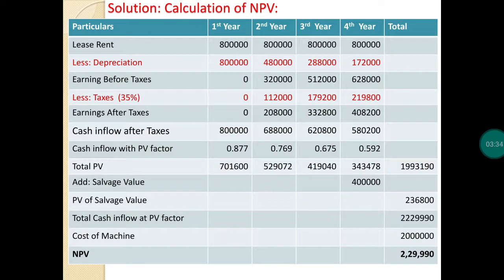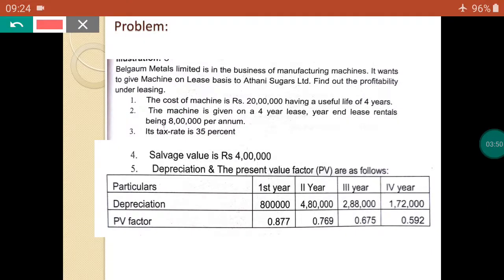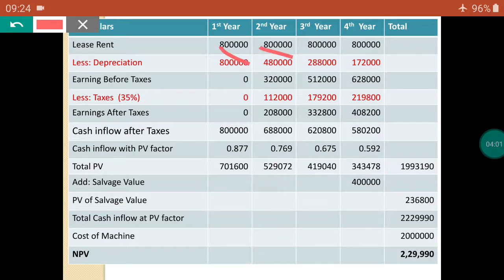Now come to the calculation using the PV factor. You should write down the particulars: first year, second year, third year, fourth year, and total. In the first year, lease rent is 8 lakh rupees. You should put 8 lakh rupees per annum every year: first year, second year, third year, and fourth year. Next, less depreciation, which they provide for each year.